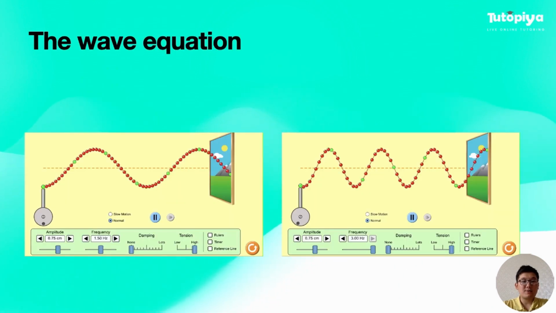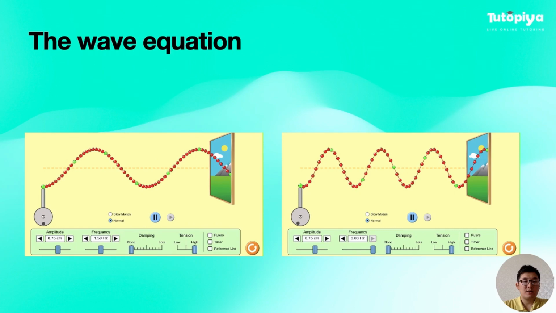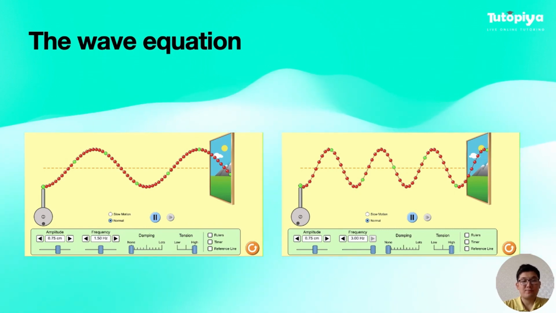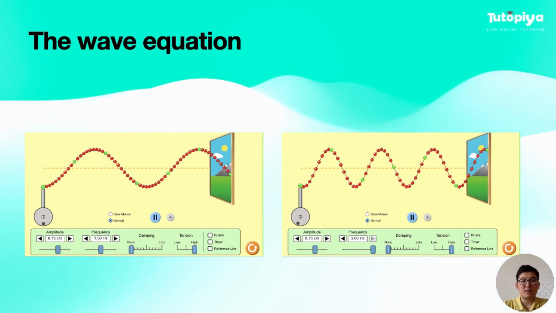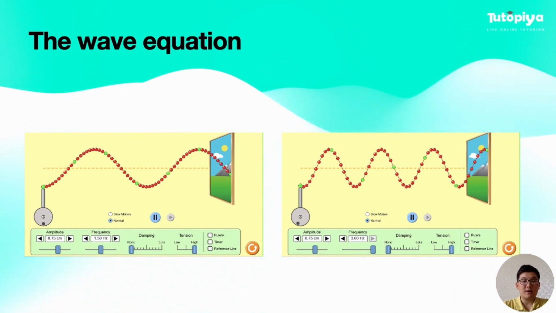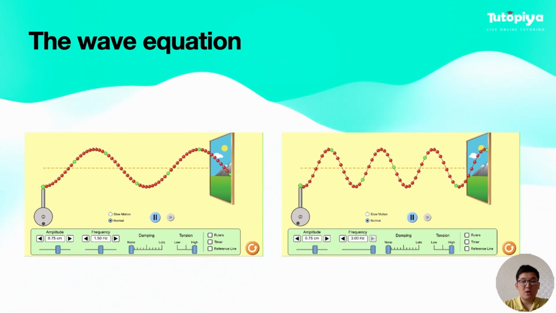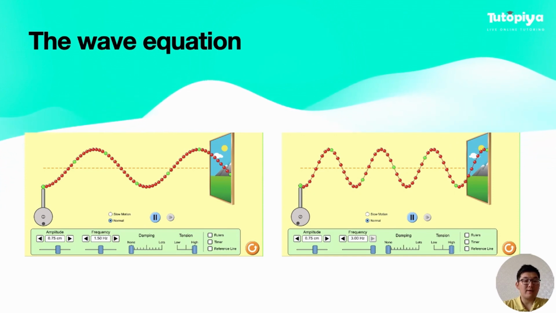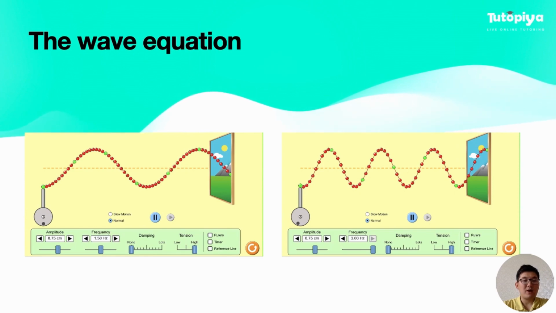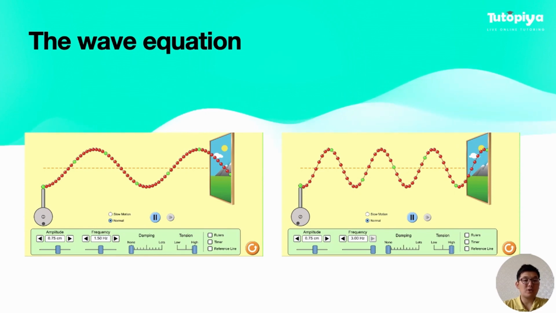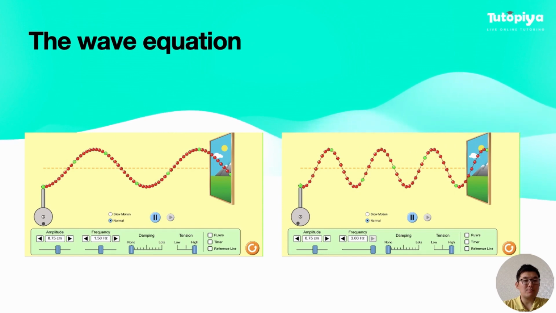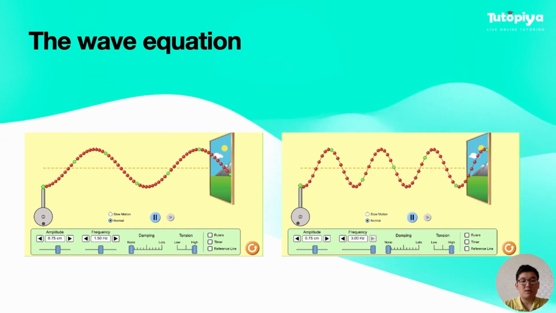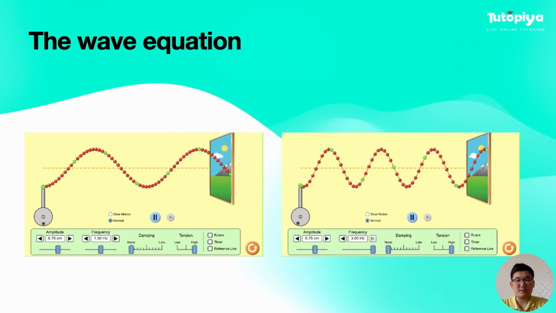Now, let's see the relationship between some of these properties. On this slide, you can see 2 waves of different frequencies generated on the same string. One has a frequency of 1.5 Hz and the other has 3 Hz. We can notice that the wave that has lower frequency has longer wavelength and vice versa. The higher frequency wave has shorter wavelength. So we can conclude that there is an inverse relationship between the frequency and the wavelength.